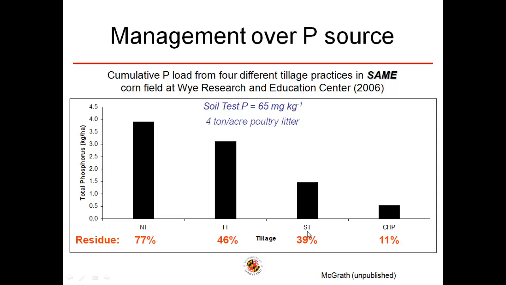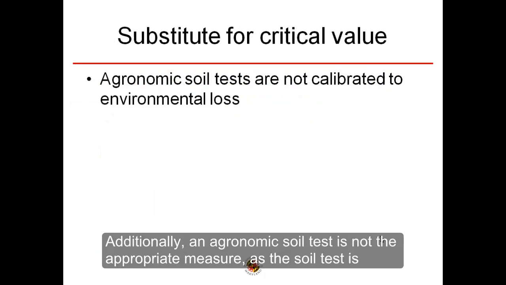And what we see is that by chisel plowing with only 11% residue left, we have much less phosphorus loss. Same soil test P, same manure application, just incorporate the manure. Management had a huge impact on phosphorus loss. So agronomic soil tests are not calibrated to environmental loss.